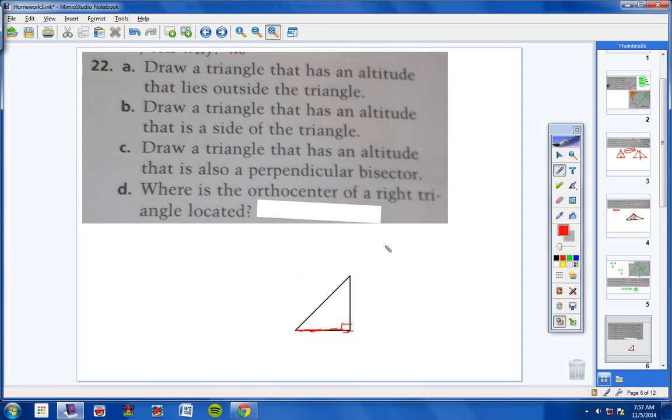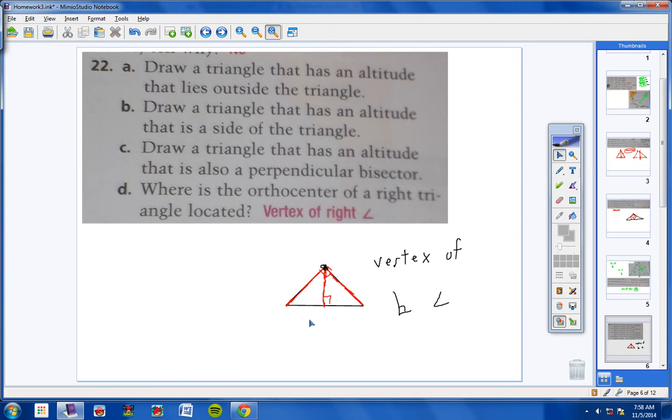Here's another altitude right here. And here's the other altitude right here. So where do the altitudes all meet at? Right here. They all meet at the vertex of the what? The vertex of the right angle. Okay, so I wanted you to see that. And there's the answer, okay? So pretty interesting question. Okay, number 23.